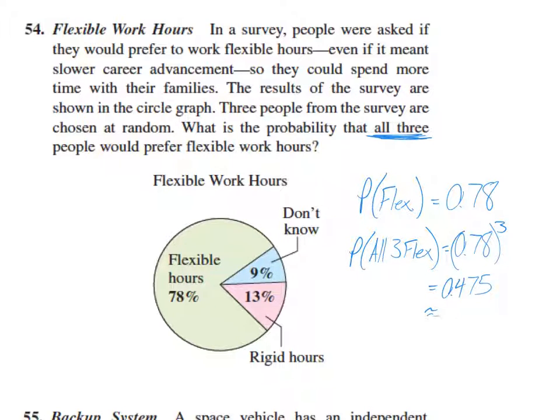Okay. All right. So if it's asking, say you pick 3 people, what are the chances you get 1 flexible hours and 2 rigid hours? Then you'd use the binomial. Yes. Okay.